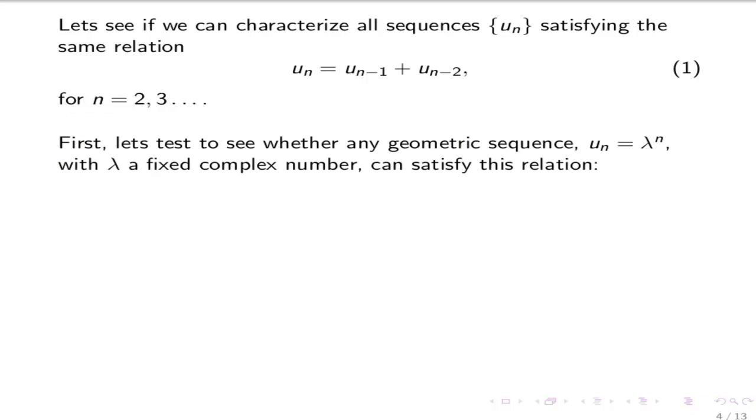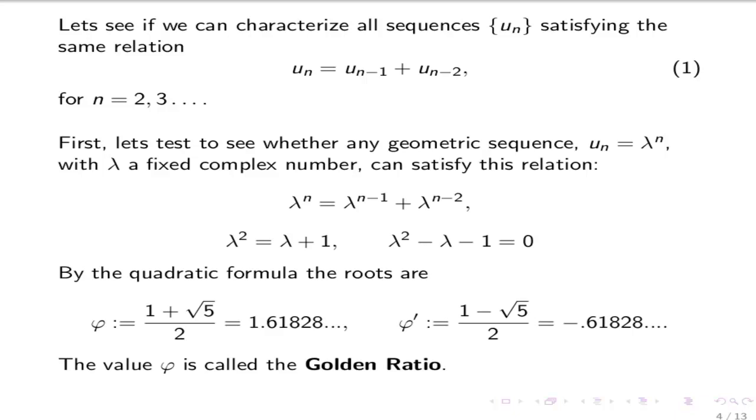So first, we're going to see if there's any geometric sequence that would satisfy the recurrence. So let's let u_n be lambda to the n power, where lambda is just some fixed complex number. Then what would we need? Well, then plugging that into the left side, we get lambda to the n is lambda to the n minus 1 plus lambda to the n minus 2. Divide out lambda to the n minus 2, so we're going to assume lambda is not 0. When lambda is 0, you get a trivial solution to this sequence. So we want some non-trivial values of lambda here. So we get lambda squared is lambda plus 1.